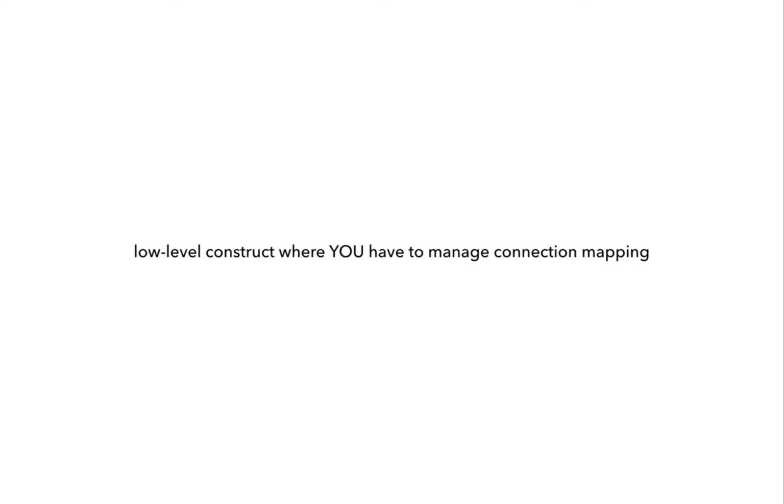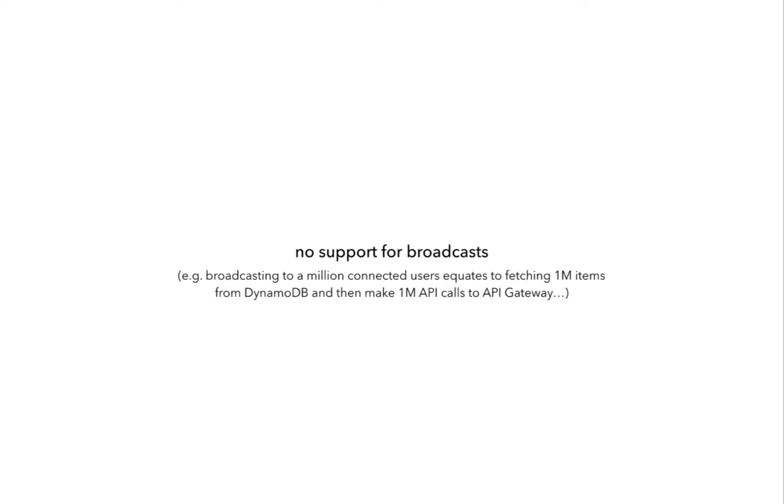So as you can see, API Gateway's WebSockets is a very low-level construct where you have to manage and store the connection IDs yourself in order to send messages to those connections later. And there is no built-in support for broadcasts, so if you need to broadcast messages to, say, millions of connected users, then well, you need to first get all the connection IDs from a database, and then make a million API requests to API Gateway, because you can only send one message to one connection ID per request. So if you need broadcasts, this is super inefficient and would not scale well.